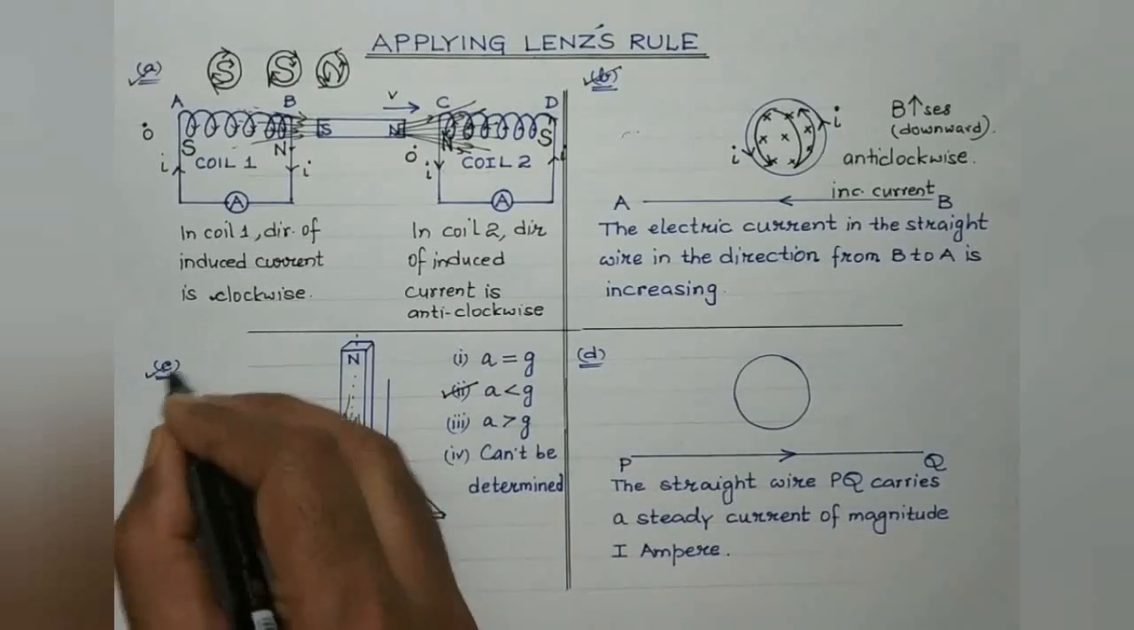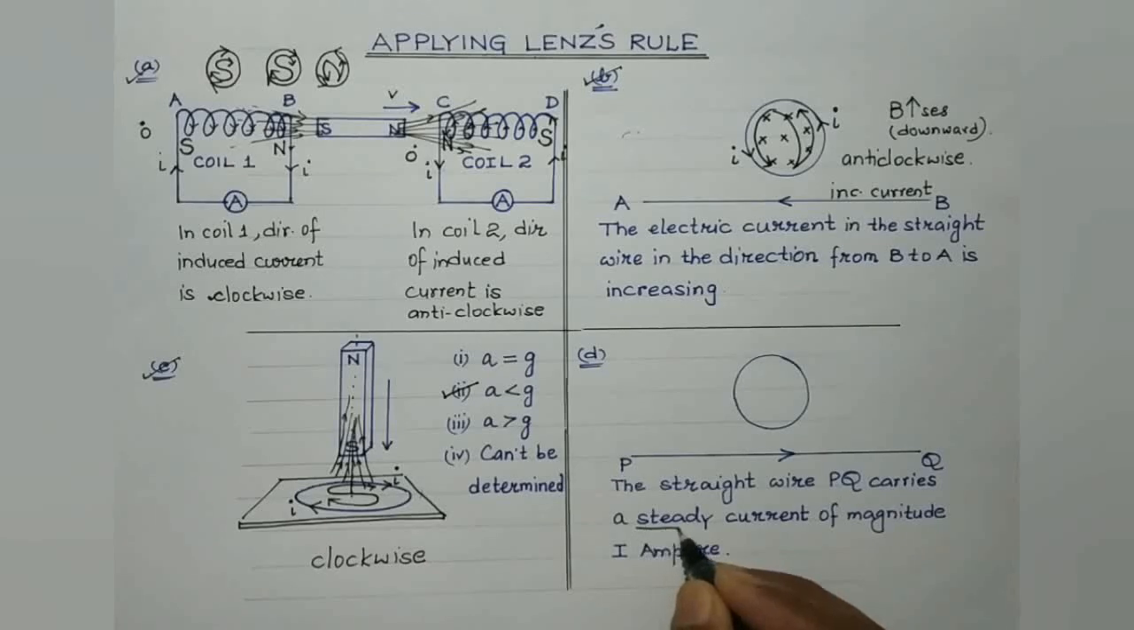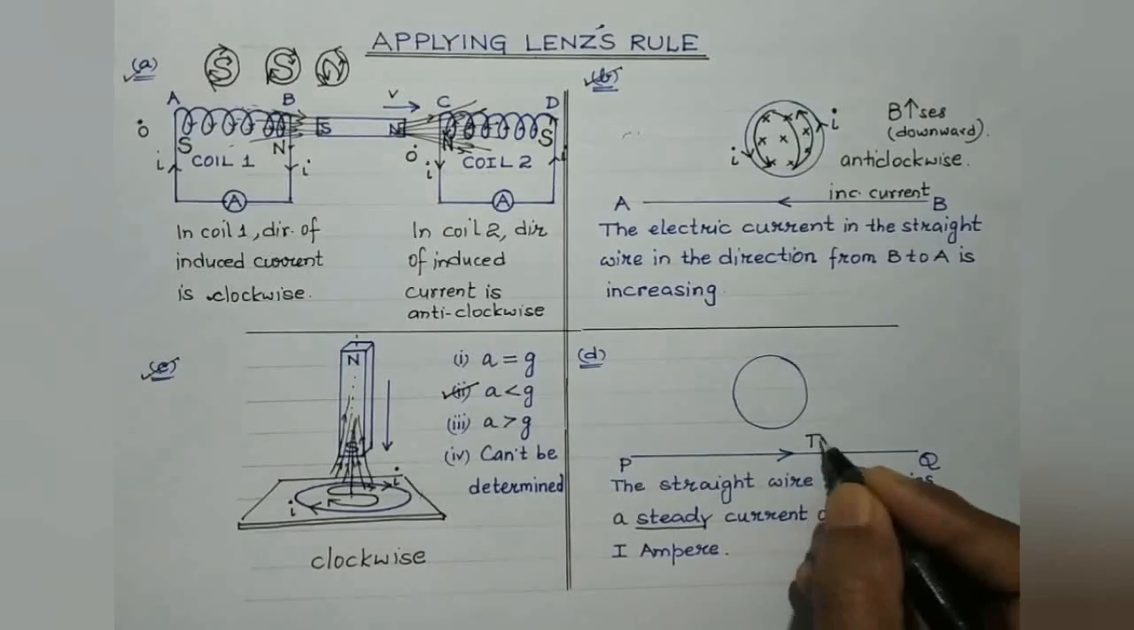Okay, let's concentrate on question number D. There is a straight wire PQ, it carries a steady current of magnitude I ampere. Steady current, this is the key word students, steady. So this is a constant current.